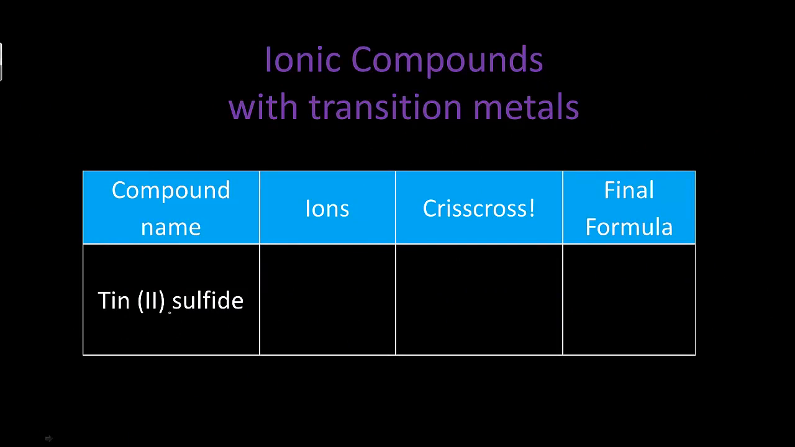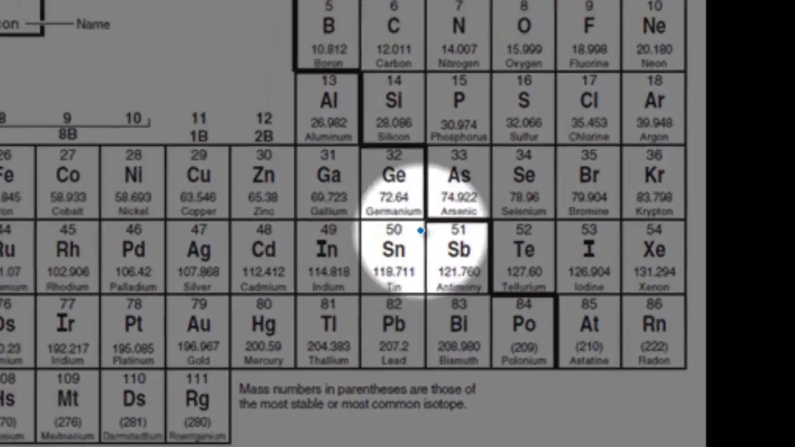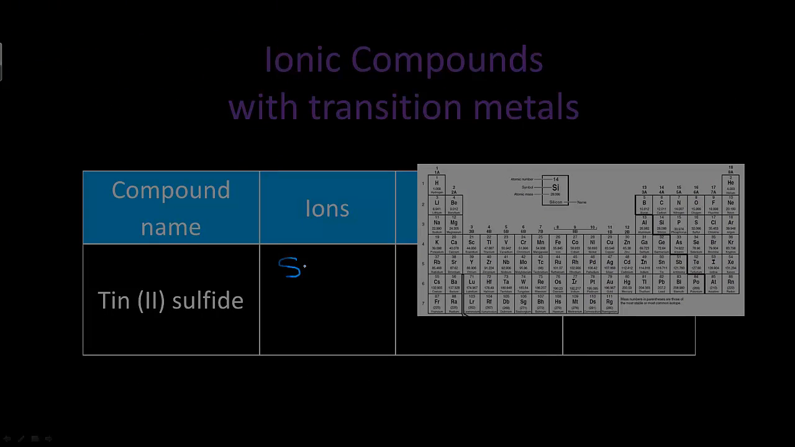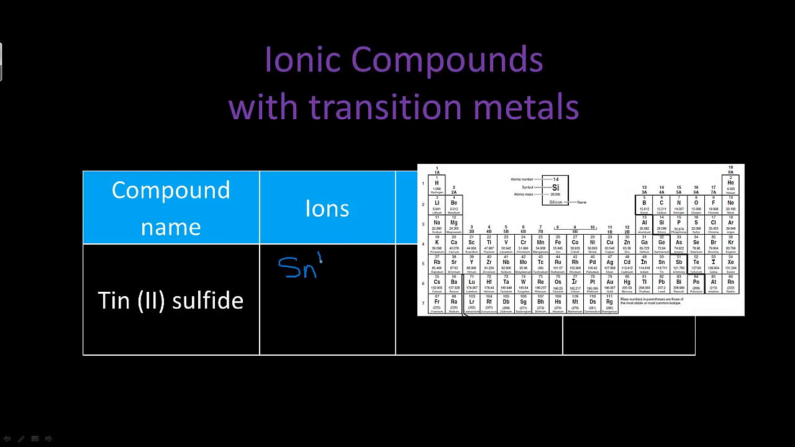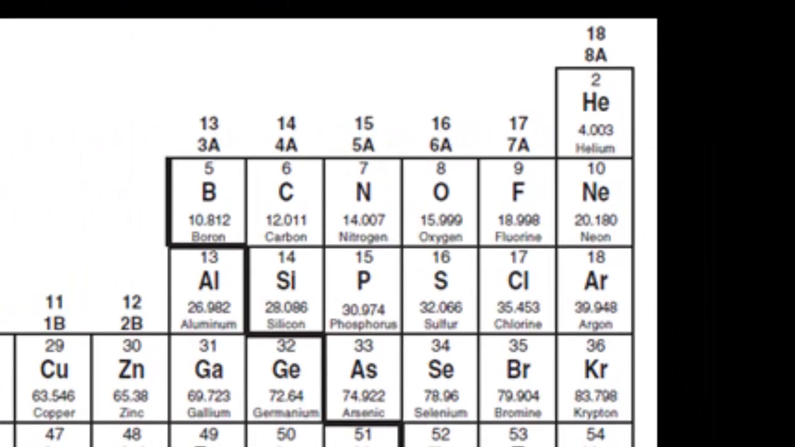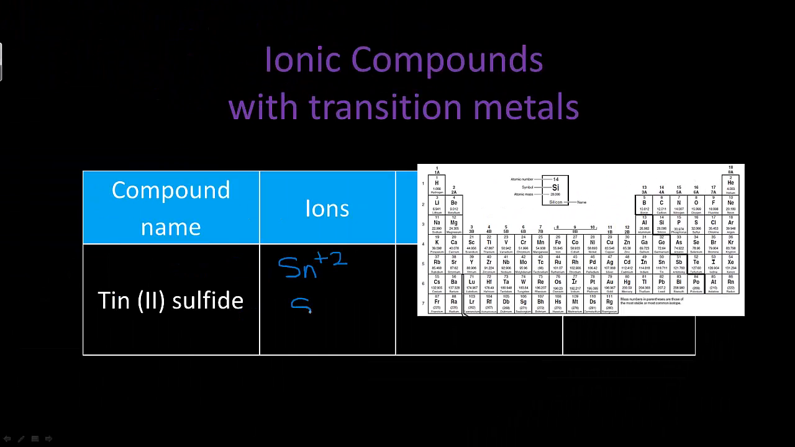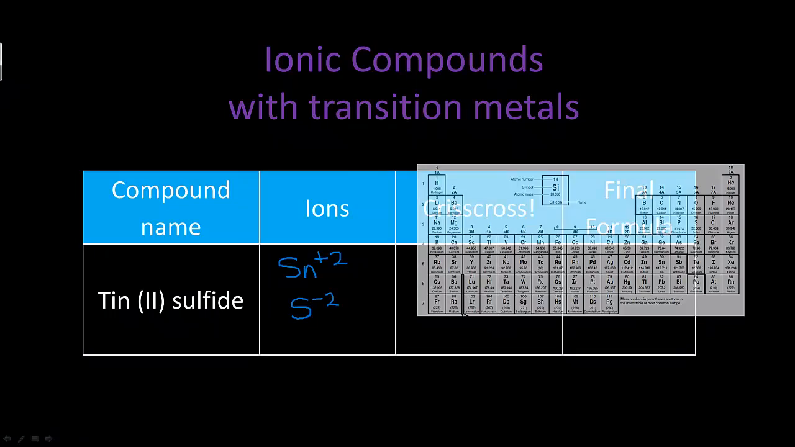Last example here is tin 2 sulfide. Tin is right here, it's Sn. This tin has an oxidation number of 2. Metals always lose electrons, so it's going to become positive. So the oxidation number is +2. Sulfide, if you remember in naming, is actually sulfur. Sulfur is in group 16 and has 6 valence shell electrons. It is much easier to gain 2 than lose 6. So that's its oxidation number, gaining 2. When you gain 2 electrons, the charge becomes a -2.